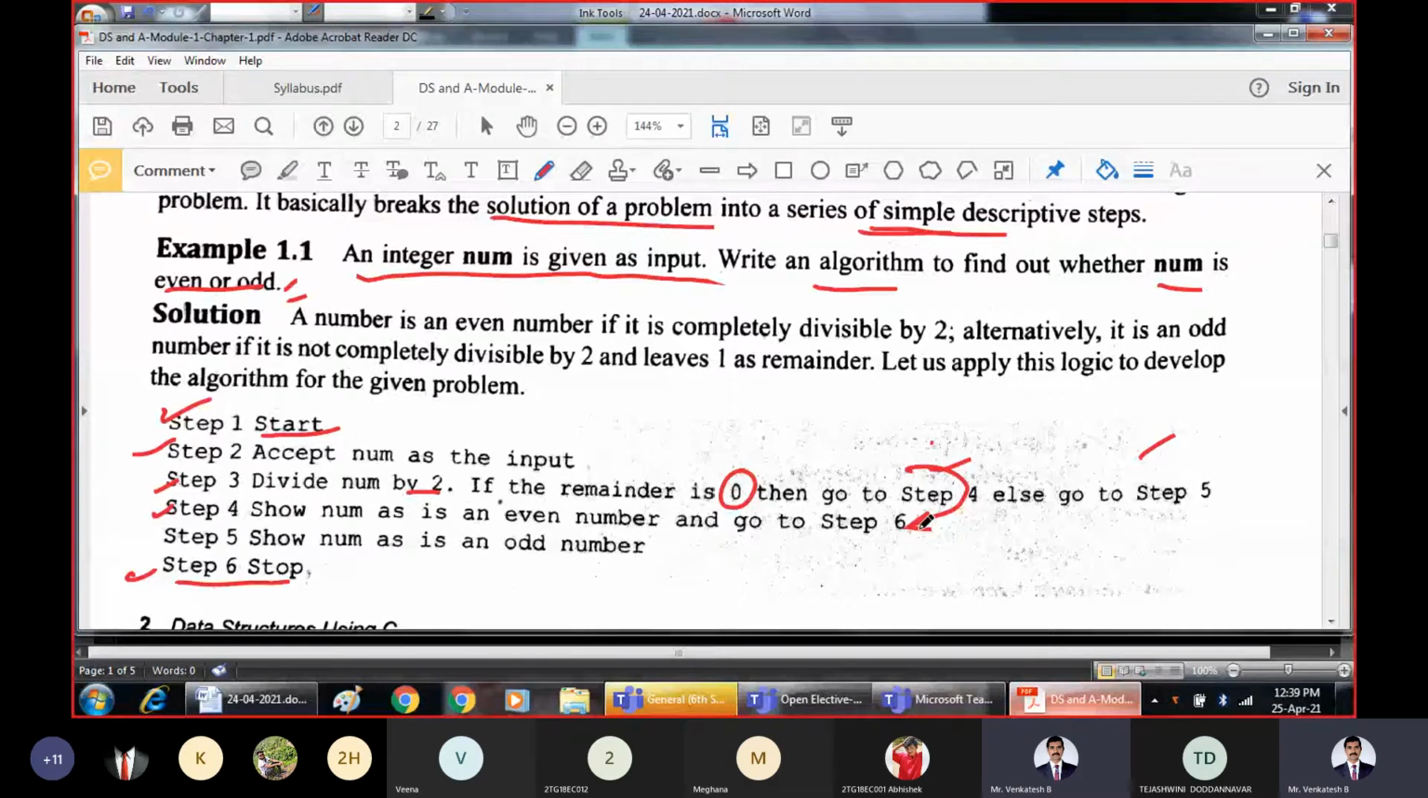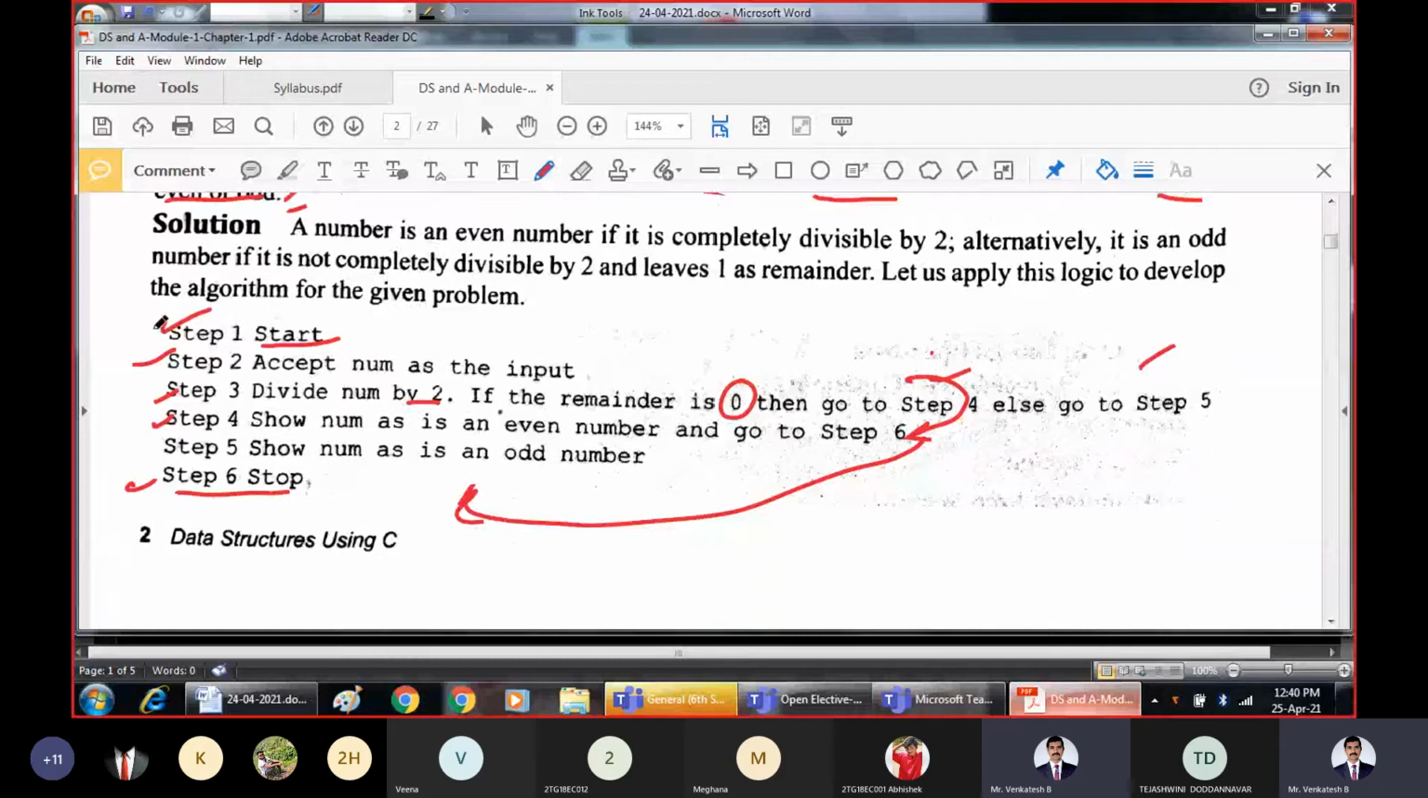What does step 4 say? If you are skipping to step 4, it is understood that the given number is an even number, and we will go to step 6, and that means we will stop the execution. That is step 6. The else part says go to step 5. What does step 5 say? The given number is an odd number. This is the simple procedure which we have followed to find whether the given number is even or not.